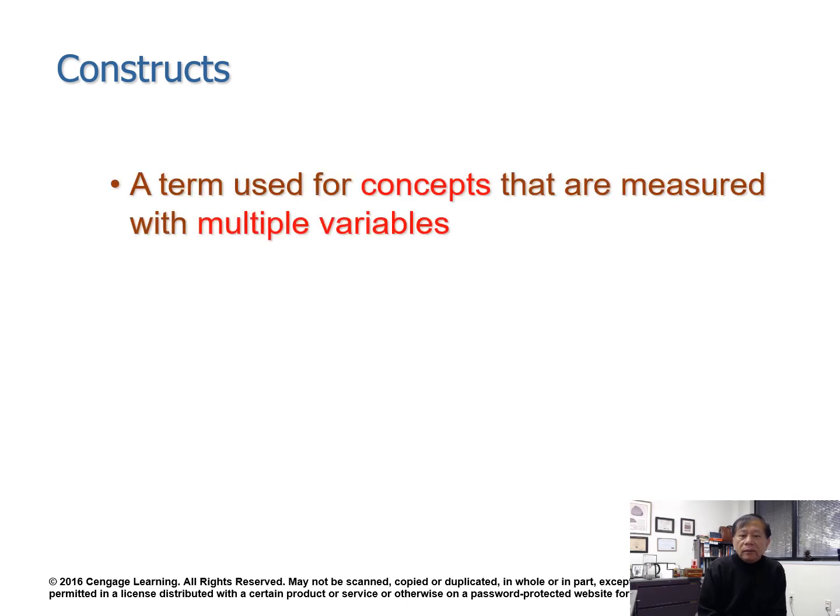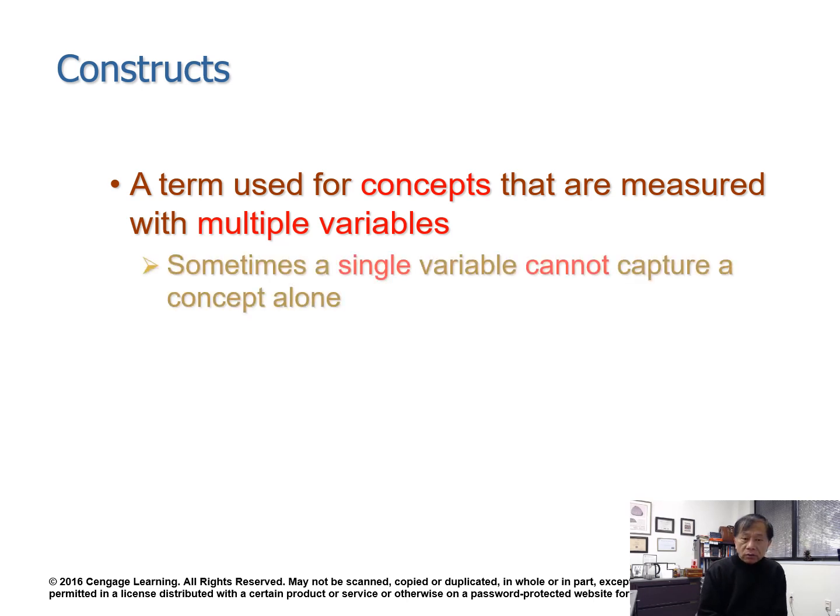Constructs. Sometimes we use constructs. That's a term used for concepts that are measured with multiple variables. Because of reliability, to be sure, we can use several variables to describe one concept. Then we call that a construct.